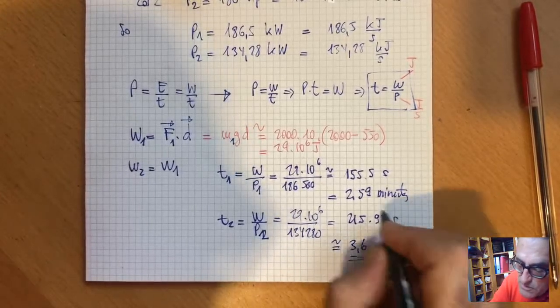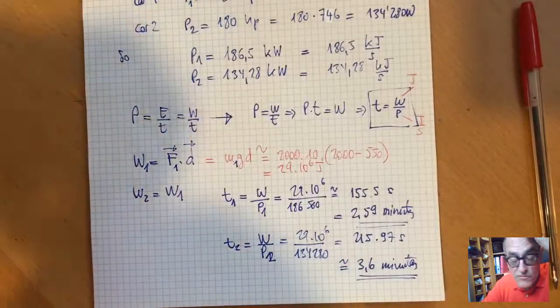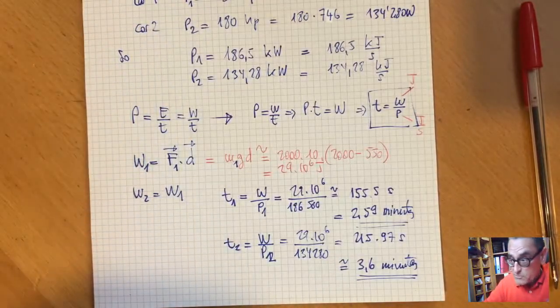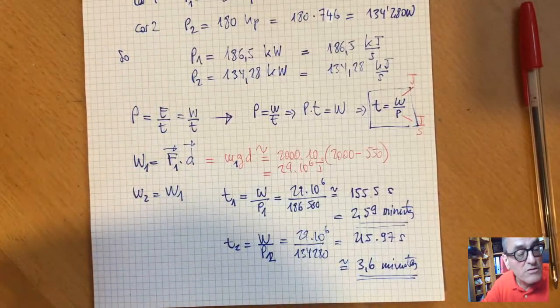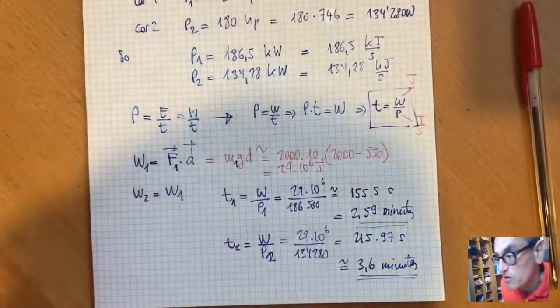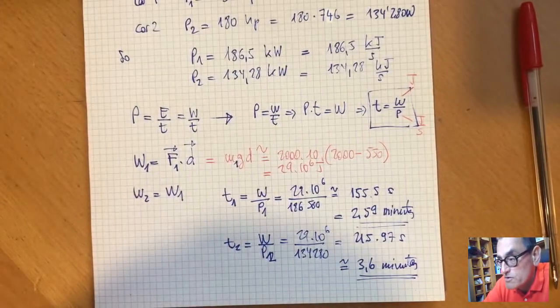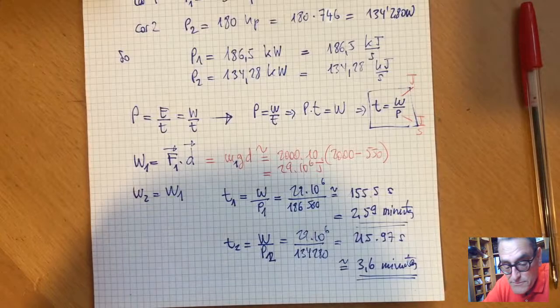Okay, so you see, you have the same work to do. The work in the physical sense is to go up a mountain pass, and you have two different cars with two different powers. Of course, the car which has more power will be able to produce this work in less time.